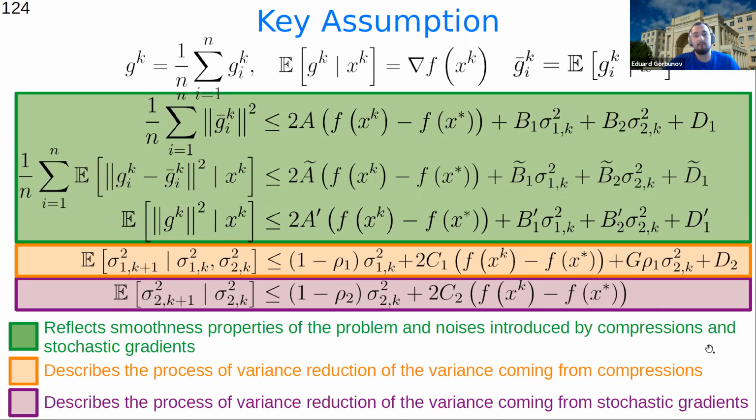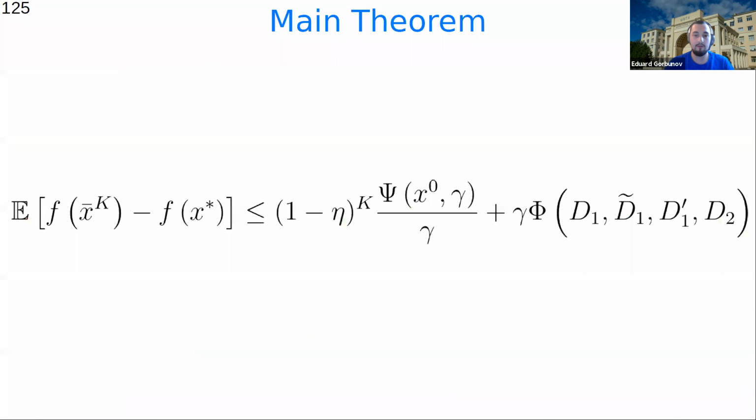Okay, so the difference between this assumption and the previous one is that instead of one inequality to reflect smoothness property and noises, we use three inequalities because these constants affect the rate differently. And also we introduced two sequences of sigma_k instead of one in order to handle these processes of variance reduction differently.